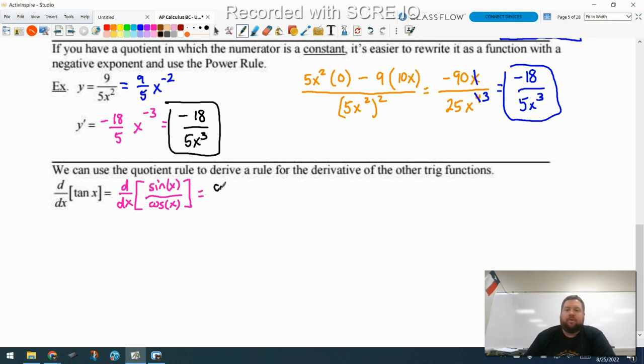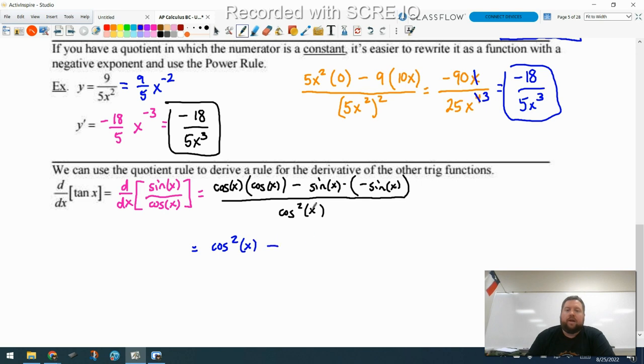All right, so now we are just going to apply the quotient rule that we just learned. Low d high. Low is cosine x. D high is cosine x. Minus high d low, so high is sine x, multiplied by d low, which is negative sine x, all over low squared, cosine squared x. All right, so up here we get cosine squared x minus, and actually it's a negative times a negative, so plus sine squared x, all over cosine squared x.